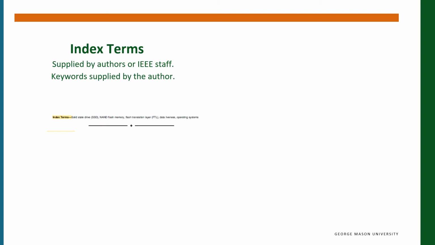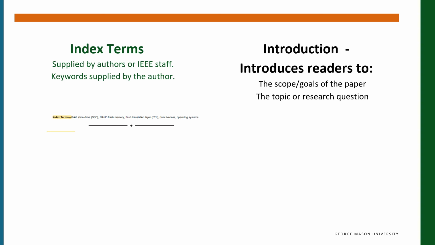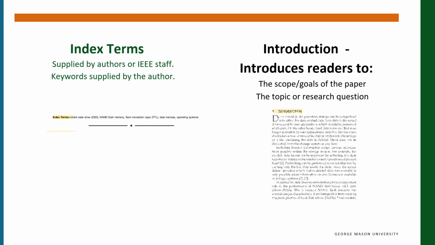The introduction to a research paper is especially important. It defines the scope and goals of the research project or paper. It also introduces the reader to the topic or the research questions the author hopes to answer. The research questions are usually found near the end of a paper's introduction.